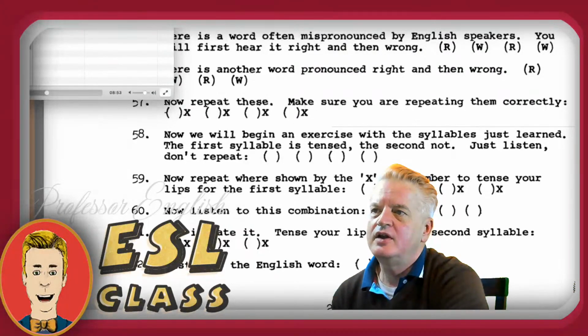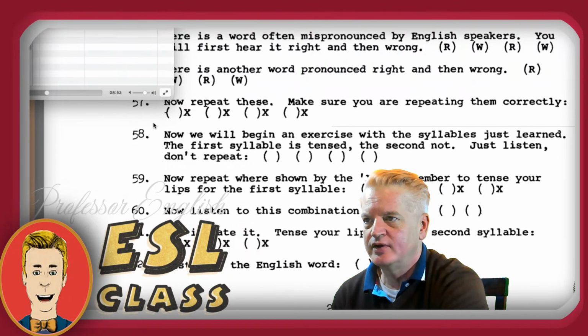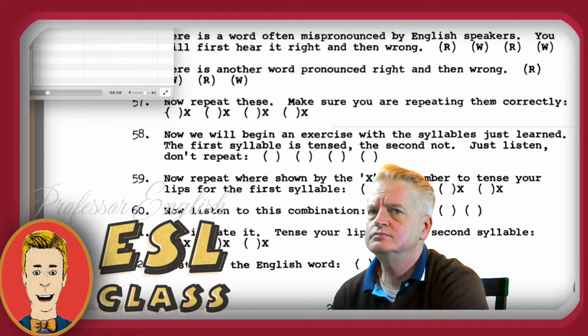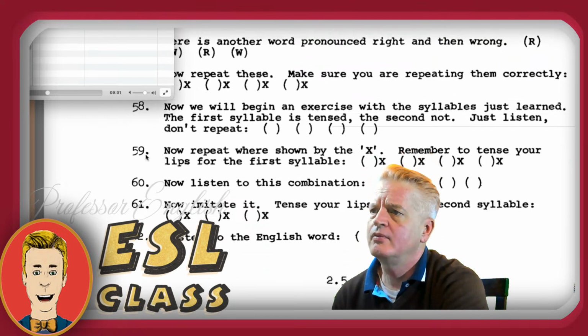58. Now we'll begin an exercise with the syllables just learned. The first syllable is tensed, the second not. Just listen. Don't repeat. Stadt, Plan, Stadtplan.